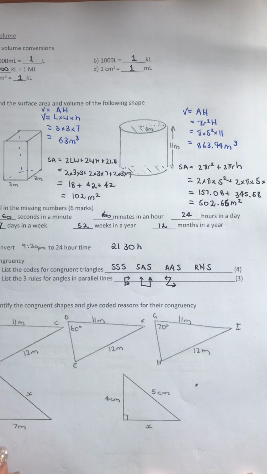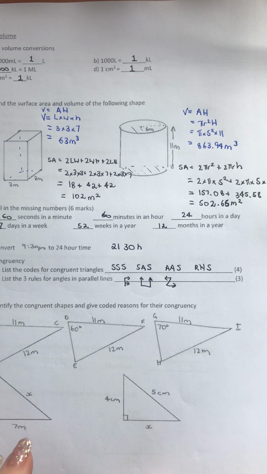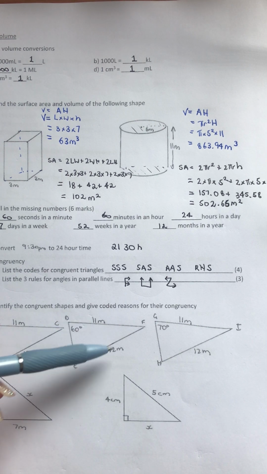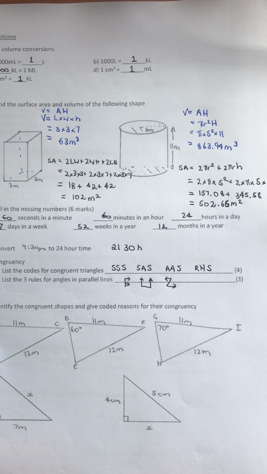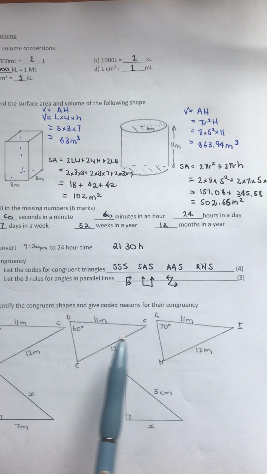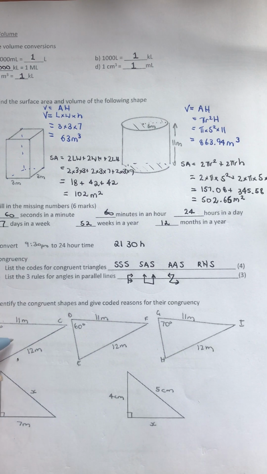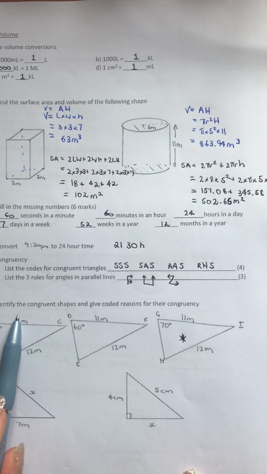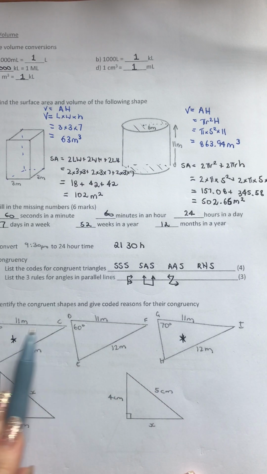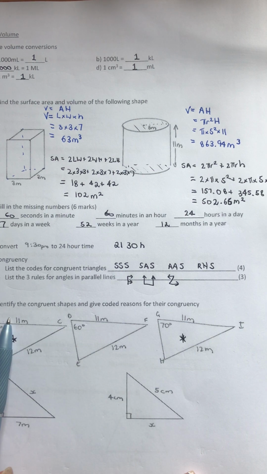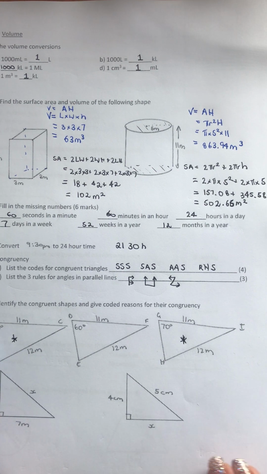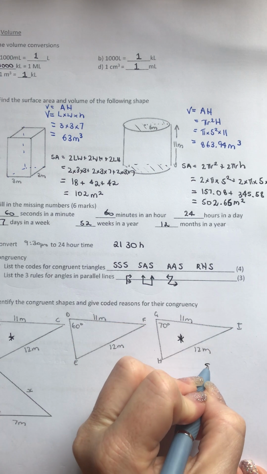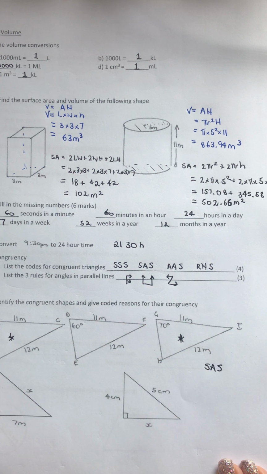In number 13, we're looking at which ones are congruent and giving a coded reason. So looking at these ones, we've got 11 and 12 on each of the shapes. We've got 70, 60, and 70. So we're looking at these two here as the congruent triangles because they've got the same sides and the same angle there. Because we've got two of the same sides and an angle, that means we can say the coded reason is SAS, and we can write the congruency statement.